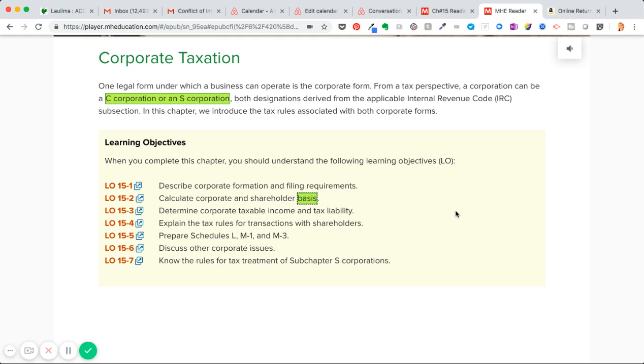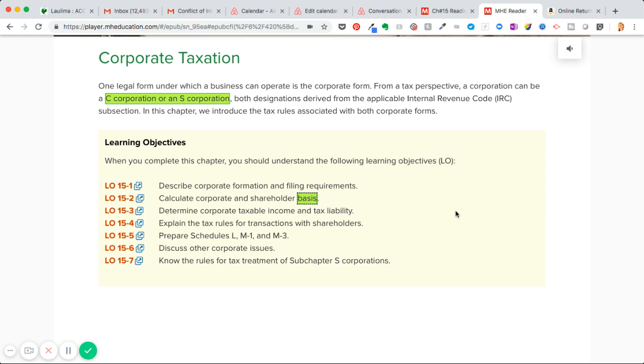Then we determine corporate taxable income and tax liability. So remember, corporations pay taxes, and this is part of the reason why the corporate structure doesn't make as much sense, just given the nature of small business. Now, even though they pay taxes, in practice, because corporations get such large kickbacks and such, they don't actually pay the taxes, right? It's very uncommon for them to actually pay the taxes.